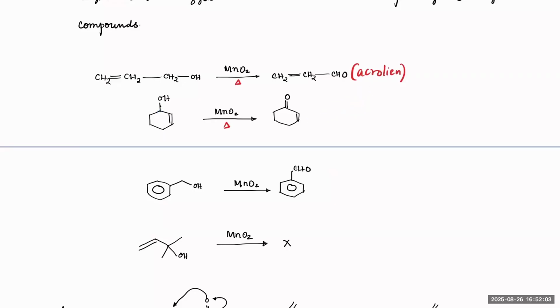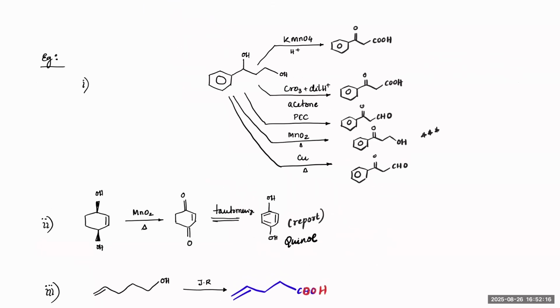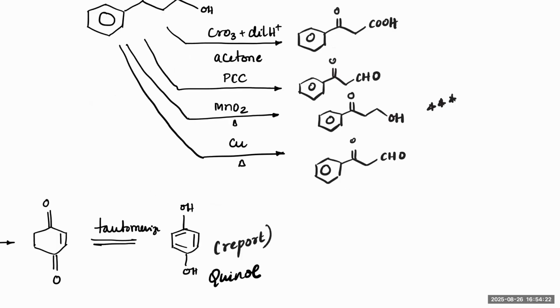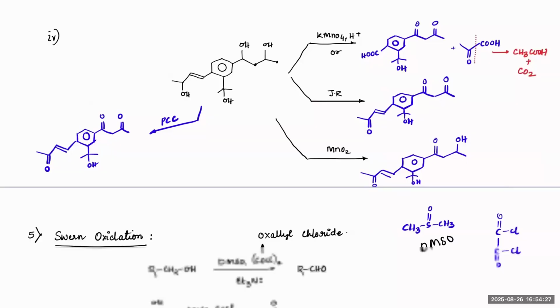If it is allylic tertiary, nothing will happen because there is no hydrogen to oxidize. Tertiaries will not go anywhere. Benzylic will also get oxidized to aldehydes. Now, this set of reactions, just go through it once quickly. You will get a better idea what the product is in all the cases. So these are a few more examples. You can go through it once.